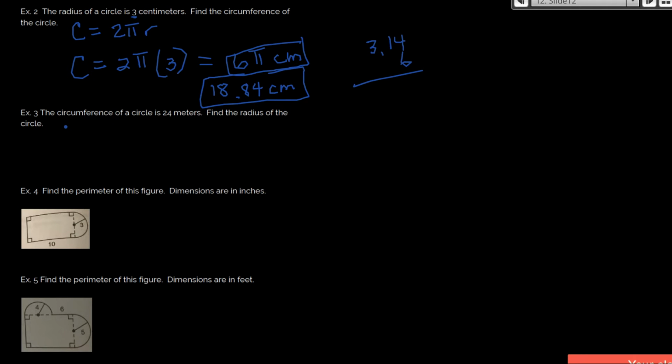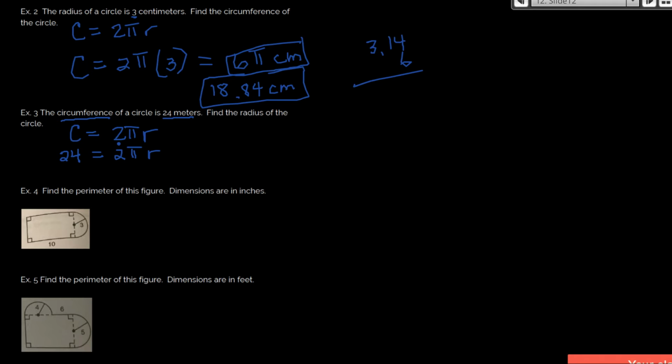Let's try another one. This one's a little different. It says the circumference of a circle is 24 meters. Find the radius. So we're working backwards. Again, write the formula down, because that way it'll help you to remember it, and it'll just help when doing these problems. So circumference equals 2 pi r. This time they didn't give us r, instead they gave us a circumference. So I'm going to replace the c for circumference with 24. So we get 24 equals 2 pi r, and we're trying to figure out what r is.